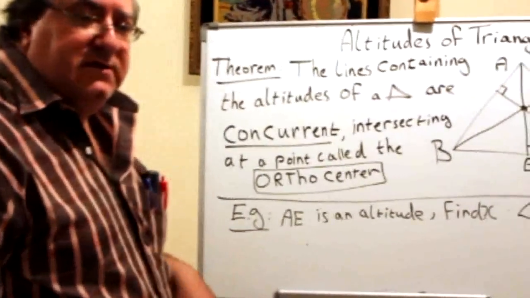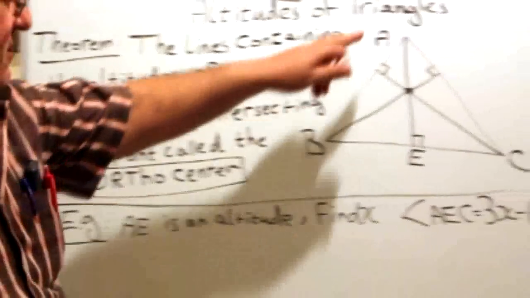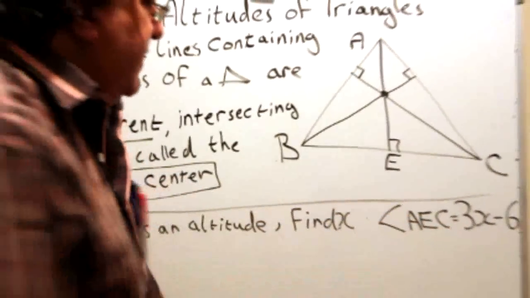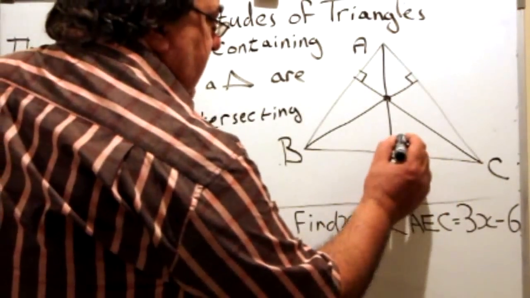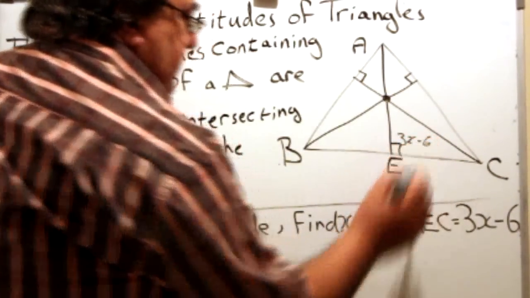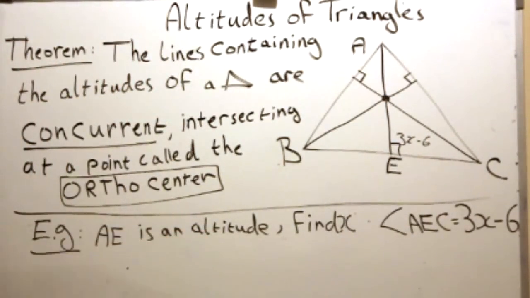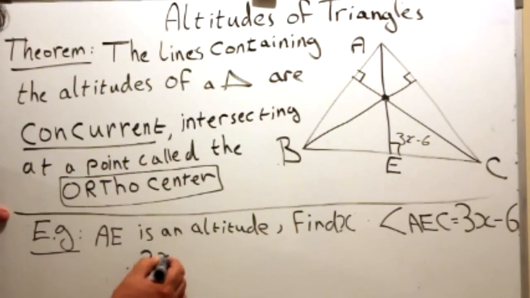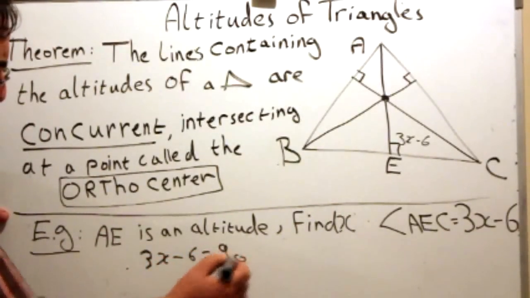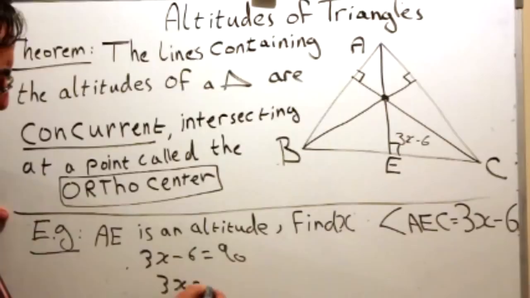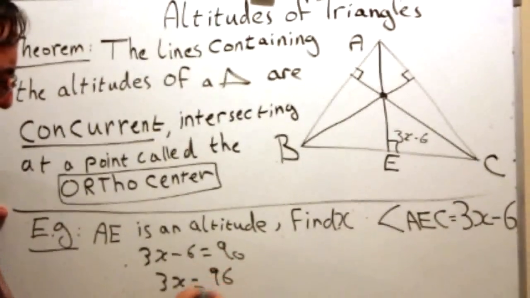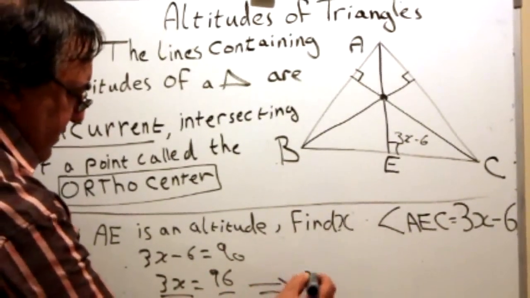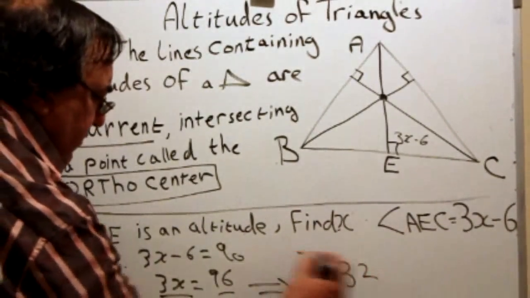So let's have a look at this example. AE is an altitude. Find x, where angle AEC is 3x minus 6. Obviously, once we say altitude, it means it is 90 degrees. So just put 3x minus 6 equals 90. 3x equals 90 plus 6, which is 96. Divided by 3, divided by 3, this gives you x equals 32. As simple as that.